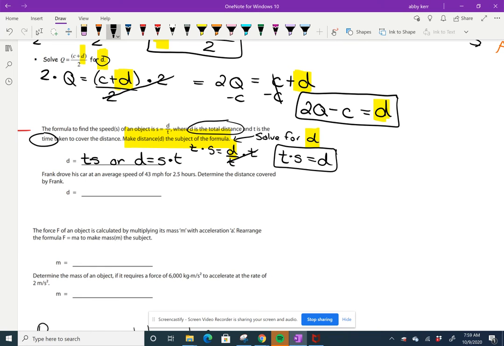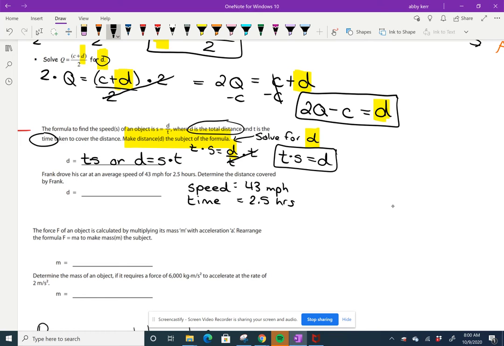Now this is where the application comes in. So we want to determine the distance that Frank drove. We know his speed. His speed in the problem says 43 miles per hour. And then the time, they said, was 2.5 hours. So now we just use the equation that we had, that we solved for D, and we just plug in. It's called plug and chug.